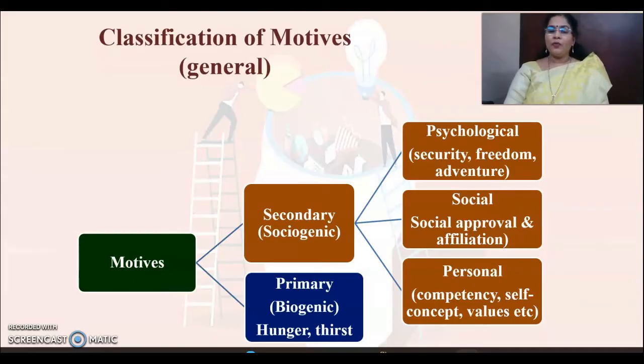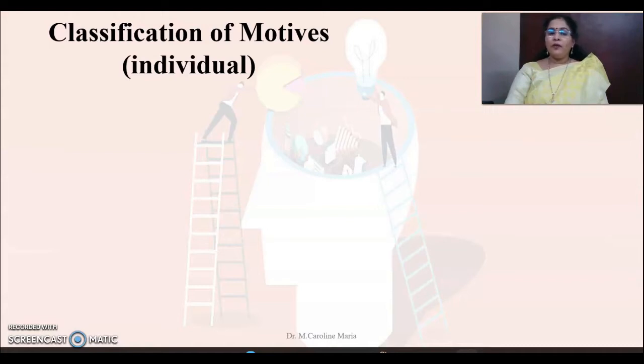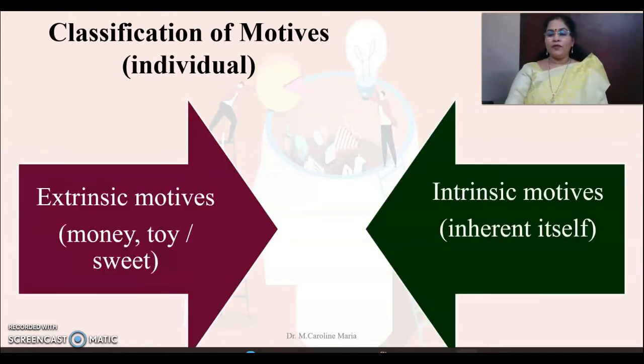Psychological with regard to love, security, freedom, adventure, etc. Social in relation to social approval and social affiliation. Personal is in relation to the competency level of each person, self concept, each person's rules and regulation, philosophy, and values. For every individual, we can divide the motives into two categories as extrinsic motive and intrinsic motive.